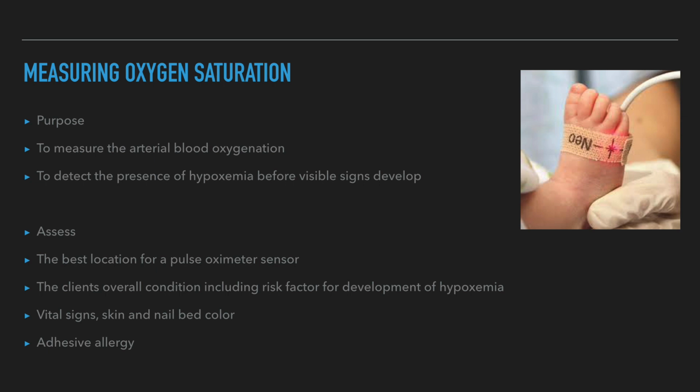Assess for the following. 1. The best location for a pulse oximeter sensor based on the client's age and physical condition. 2. The client's overall condition, including risk factors for development of hypoxemia like respiratory or cardiac disease, and hemoglobin level. 3. Vital signs, skin and nail bed color and tissue perfusion of extremities as baseline data. And 4. Adhesive allergy.